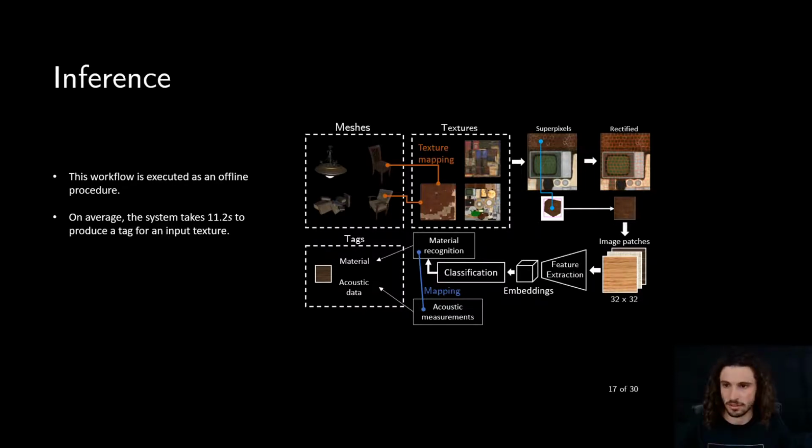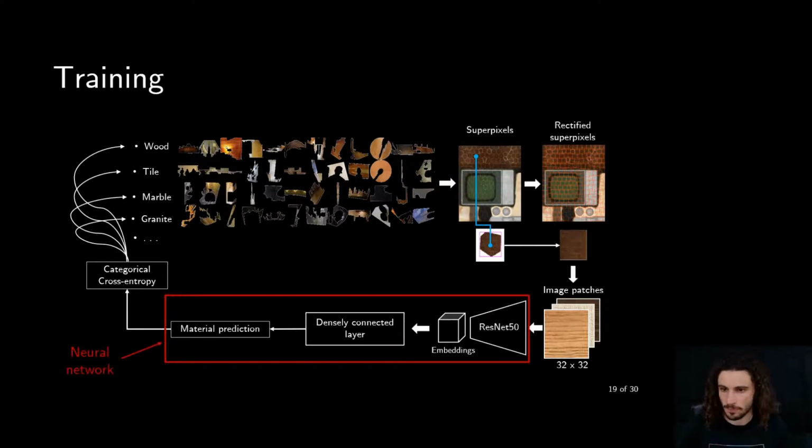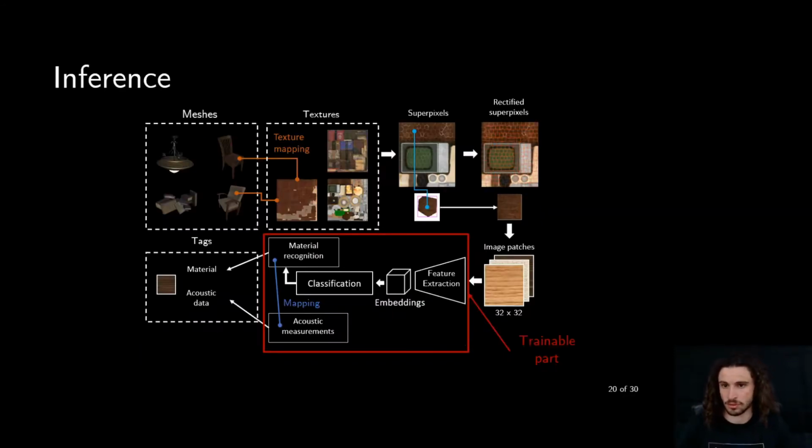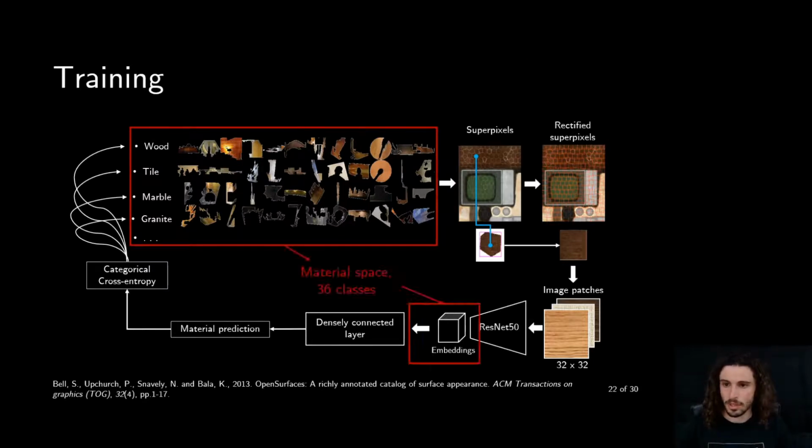the training process. Here, we take the neural network, which corresponds to the trainable part in the inference workflow, and we train it on a large dataset of surface appearances subdivided in small patches, which define a material space of 36 classes that the neural network can learn to distinguish.